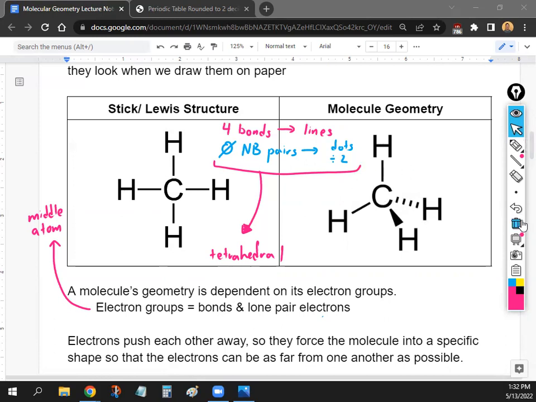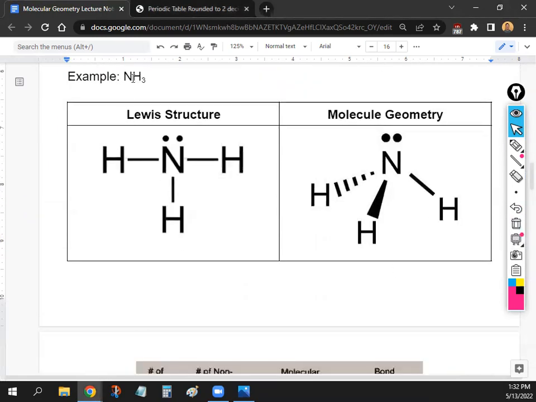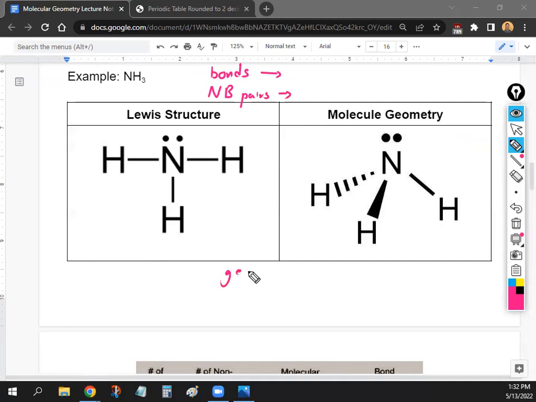All right, let's see if you guys can try one on your own. Let's count the bonds and non-bonding pairs. We're going to take a look at this molecule right here, NH3. I want you to find the number of bonds, the number of non-bonding pairs, and see if you can figure out the geometry, the name of the shape that this molecule makes. So try to find these three things: the bonds, the non-bonding pairs, and that will tell you the geometry. Just take about a minute, use your chart to figure that out, and then we'll go over that in just a second.